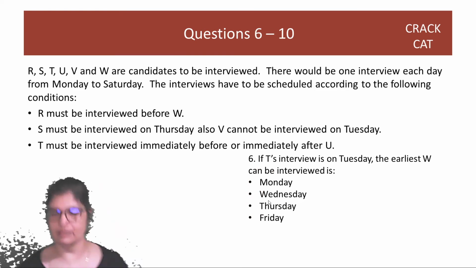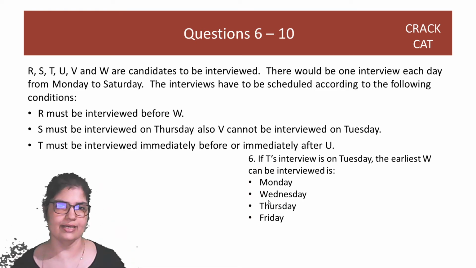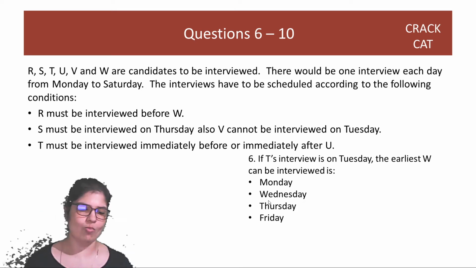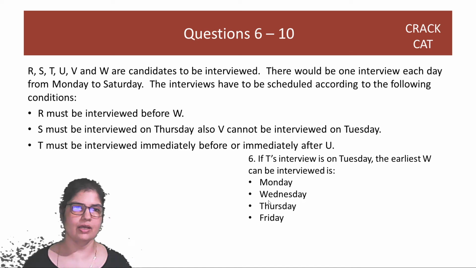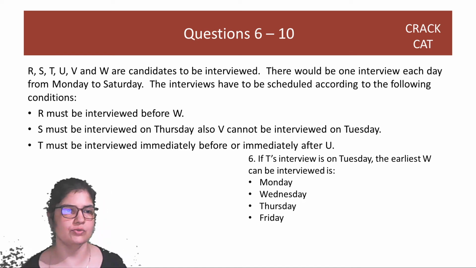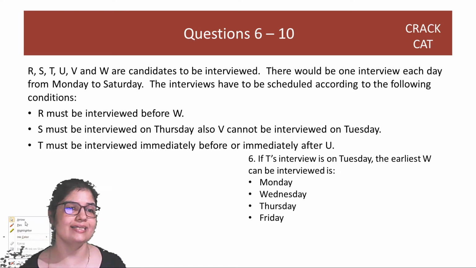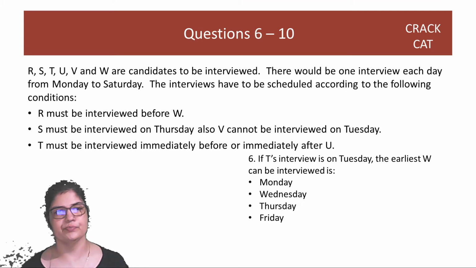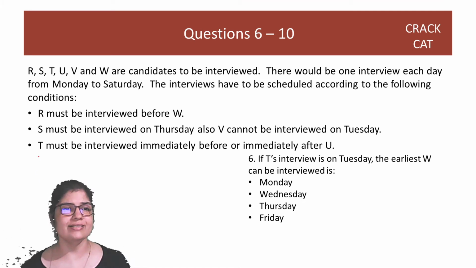6 and 10. Again, as I would say, please solve this, guys. R, S, T, U, V and W are candidates to be interviewed. So again, there is an implicit order here, Monday to Saturday. We will go with that. That will be a primary key. So I hope you understand what I mean by implicit.